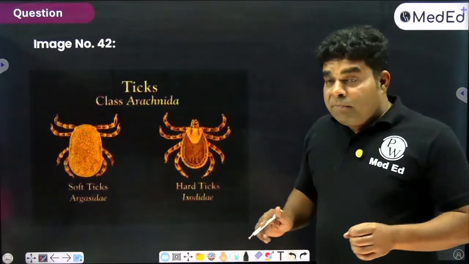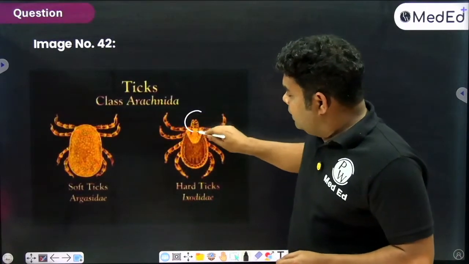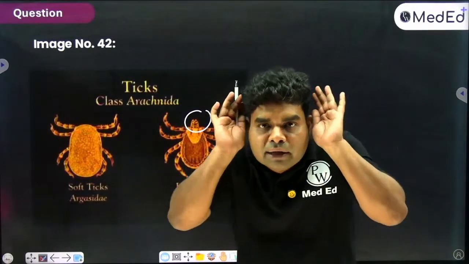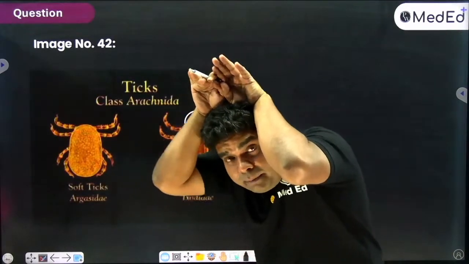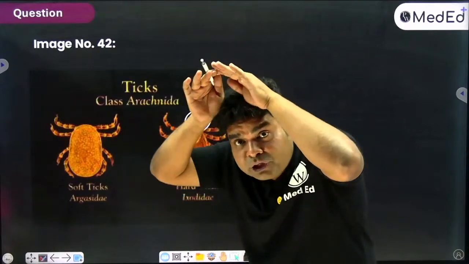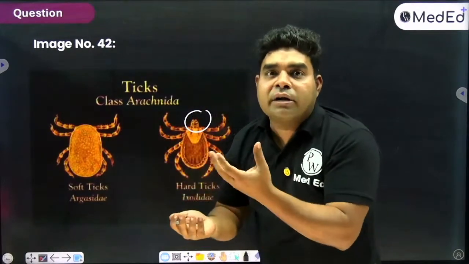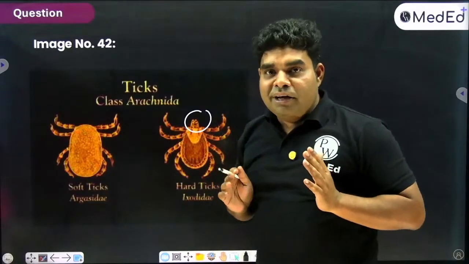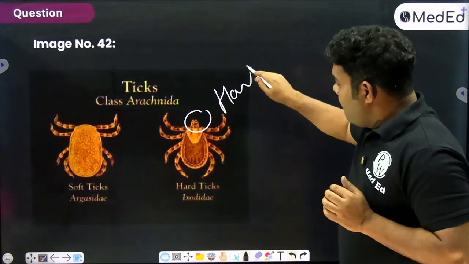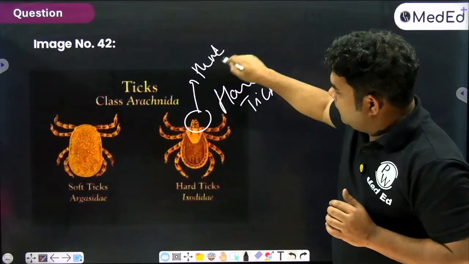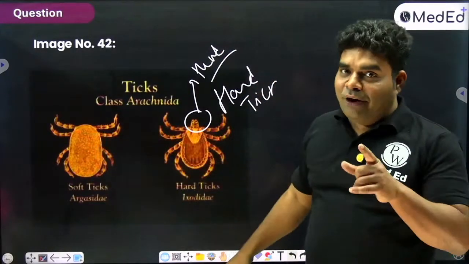Very simple. In the hard tick, the head will be coming out. But in the soft tick, the head is covered in a back covering, the scutellum. The head is inside the skin. In soft tick, the head will not be out. In hard tick, the head will come out. So H for hard tick, H for head coming out. That is hard tick. And if you don't see the head, that is soft tick.